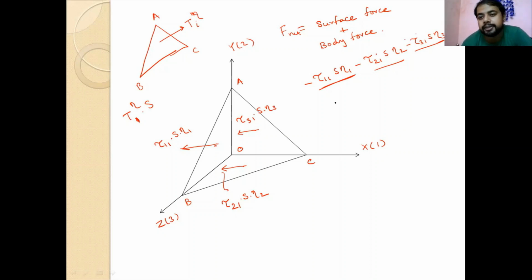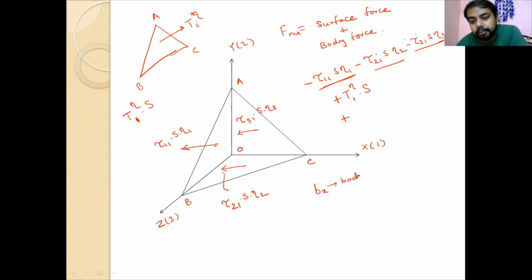But it is the positive x side. It is the positive x side. Tau 1 eta into s. So this is the total surface force plus body force. Body force means, now, body force we have to consider. So along the x-axis, the body force is Bx.